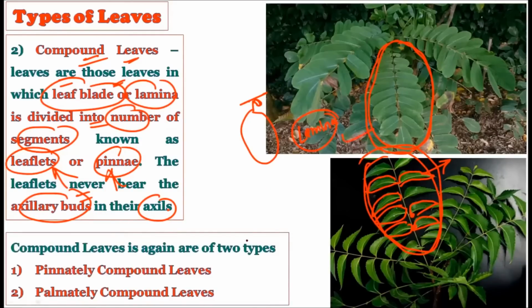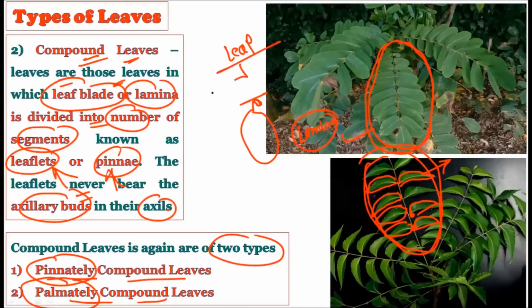Now see the compound leaf. These compound leaves are again of two types. These are called the pinnately compound leaf and the palmately compound leaf. There are two kinds of leaves: first is called pinnately and second is called palmately. So as we have divided the leaf into two types, the very first type is the simple leaf and the second type is the compound leaf.